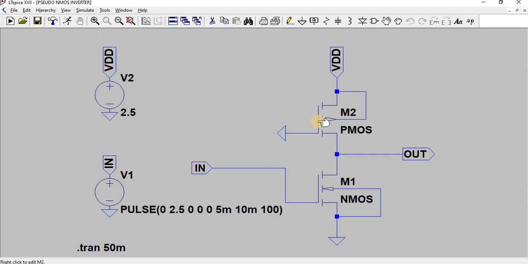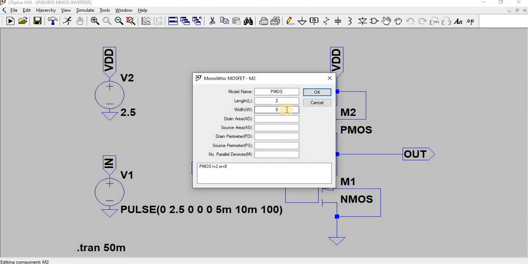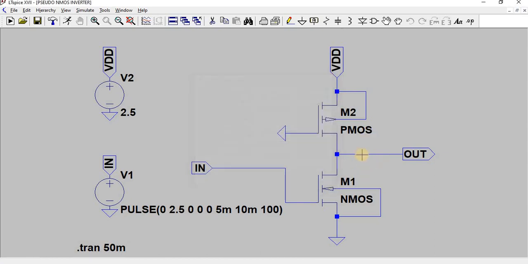That's why I have kept the PMOS, if you right-click the PMOS device, at a W/L ratio of 8/2, whereas for the NMOS I have kept it at 24/2, to make it a full output swing.